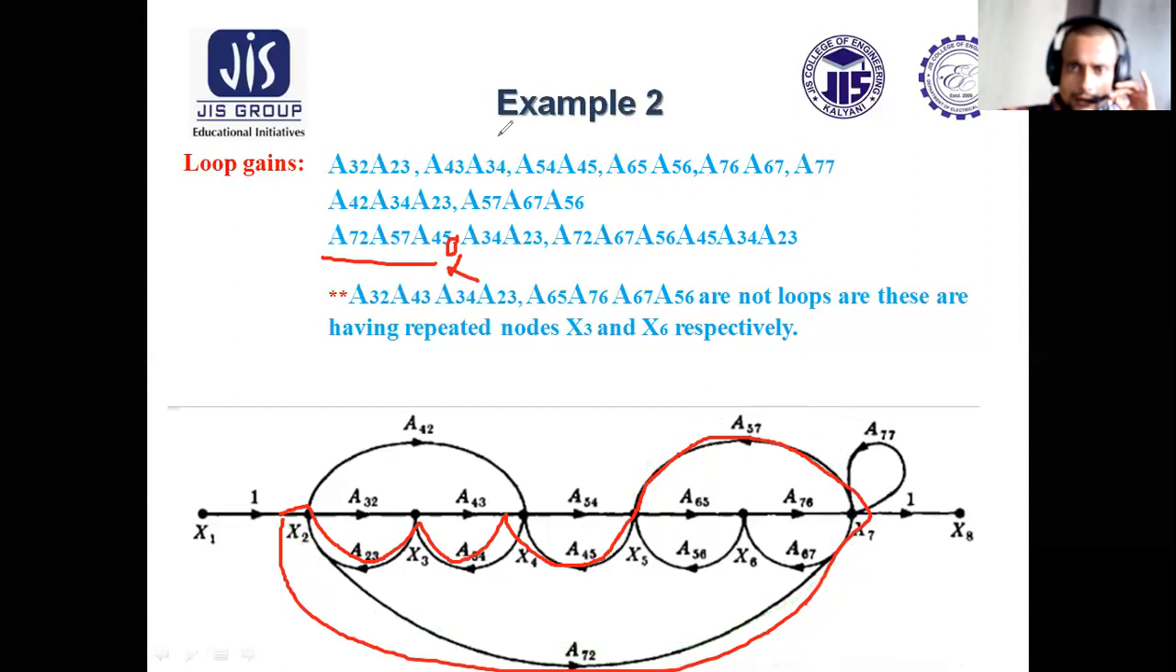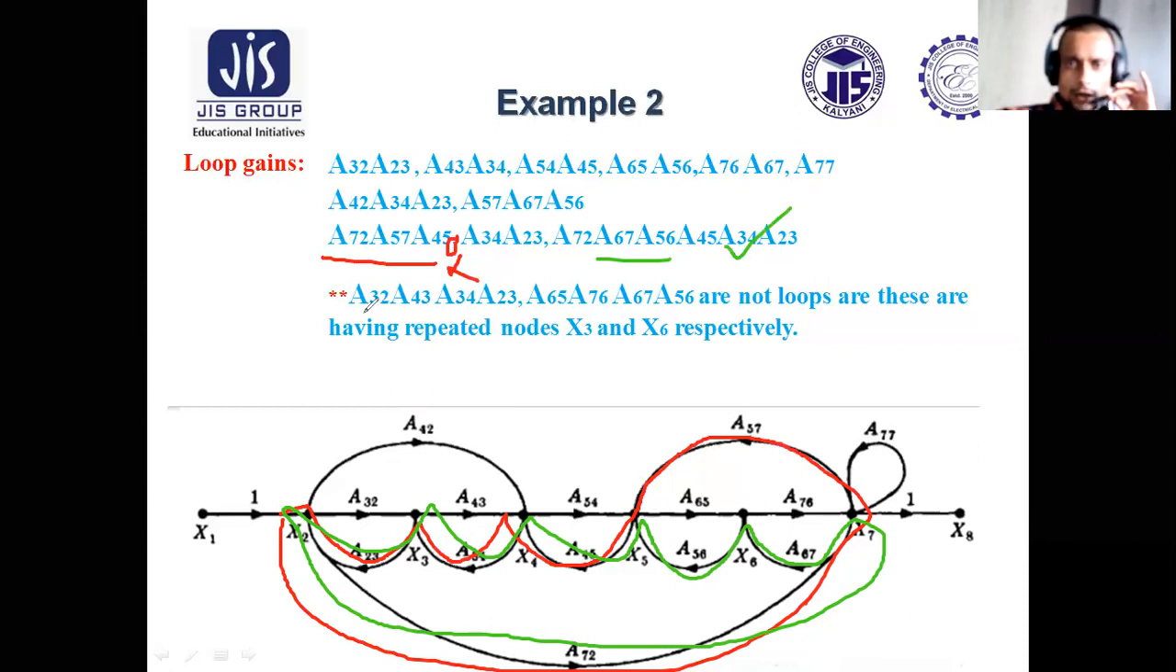Okay. Another loop is A72, A67, A56, A45, A34, A23. So these are the possible loops.